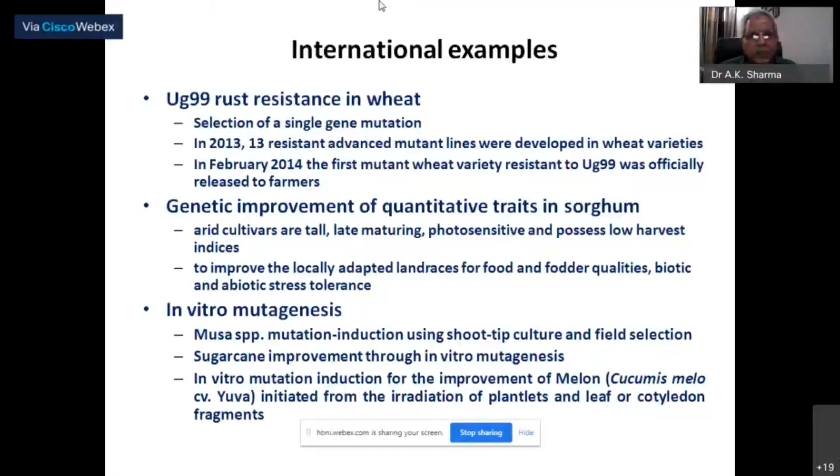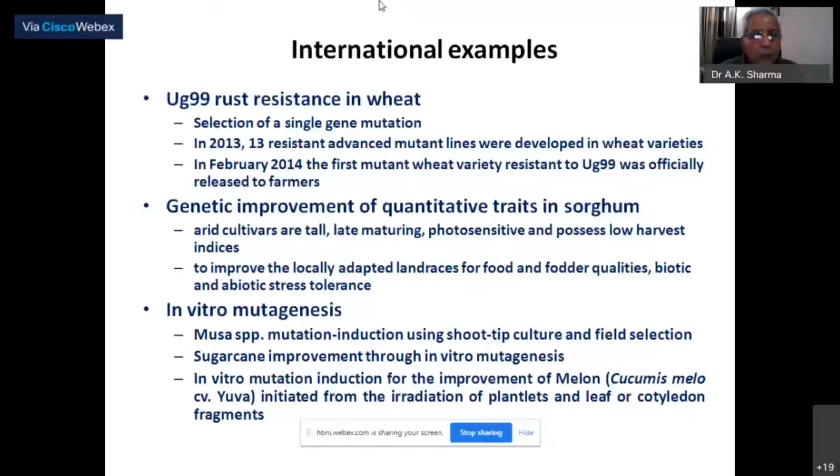Now, through mutation breeding, there have been several examples. First, I'll give you the examples which are very famous internationally. For example, they have a mutant which was rust resistant. Rust is a very important and very destructive disease of wheat.